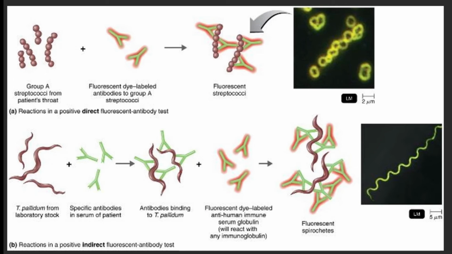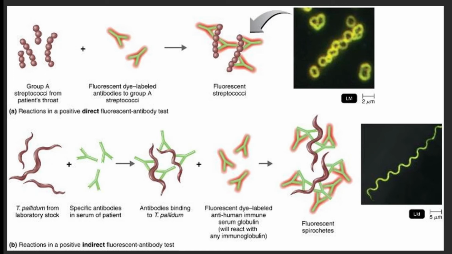Now that right there, because you're asking for antigen from the patient sample, you are talking about a direct test using fluorescent antibodies. We can also do an indirect test using fluorescent antibodies. So in that case, we're looking for antibody from the patient. So in order to have that antigen-antibody interaction, we provide the antigen. So here you have an example of Treponema pallidum, which is the causative agent of syphilis, from laboratory stock, right? Not from the patient, because we're looking for antibody from the patient.